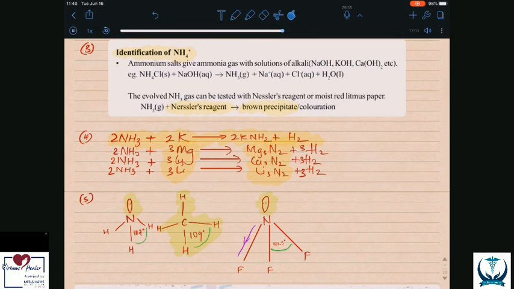the repulsion between the bonds is less in NF3 compared to NH3. Therefore, NH3 has a higher angle because of the repulsion between the bonds, while NF3 has a lower angle because the repulsion between the bonds is less because the electron cloud is widely dispersed.